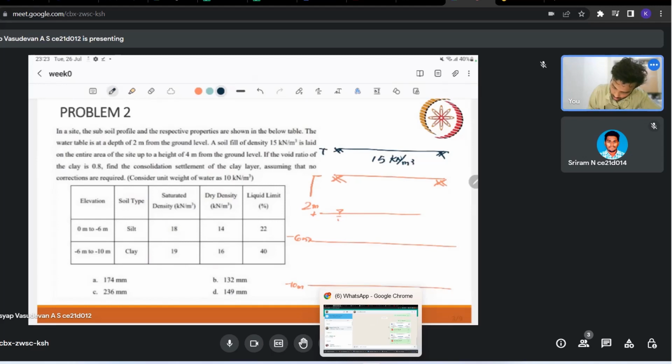The height of the fill is 4 meter. So we have a silt here. The first layer is silt as shown, and the second layer is clay.